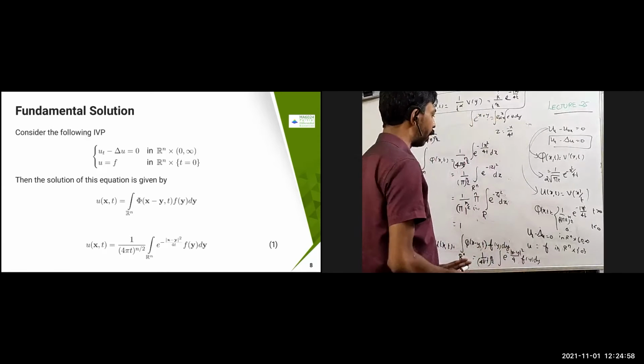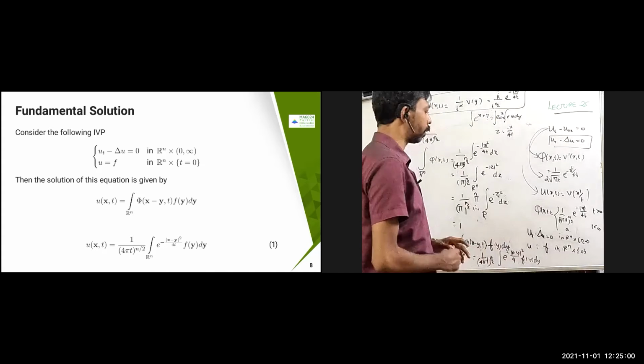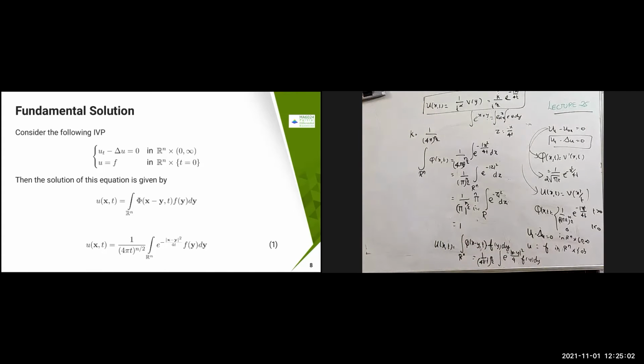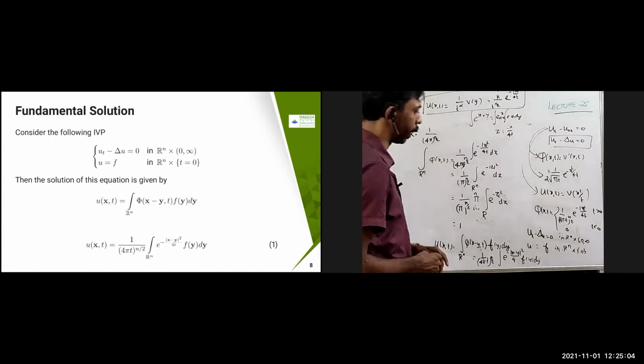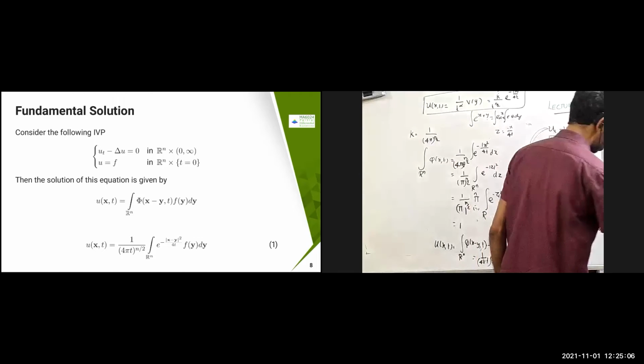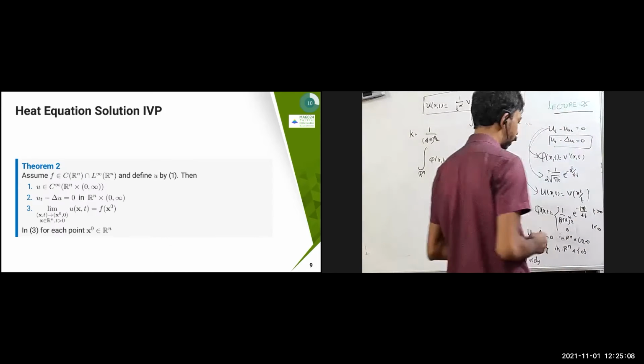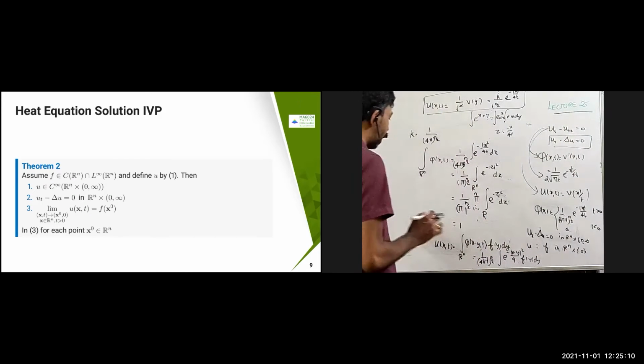Okay, the initial value problem is this one, and this is the general solution for that. It is in R power n. Now for the ball and half space, again we have got to define that. So now what I'm going to do is the following.